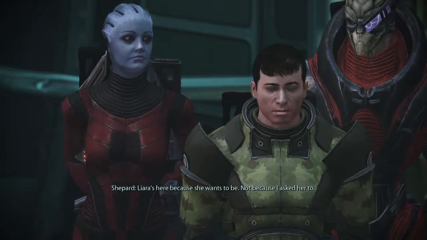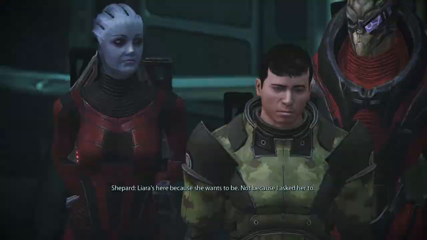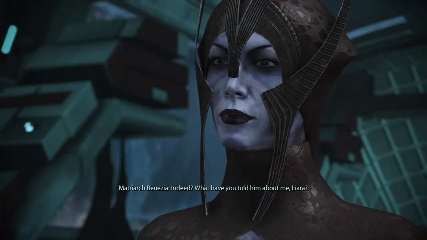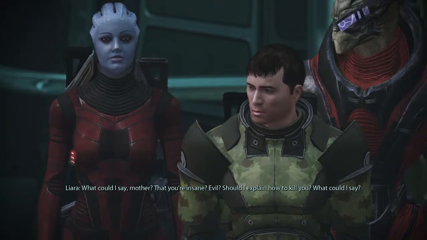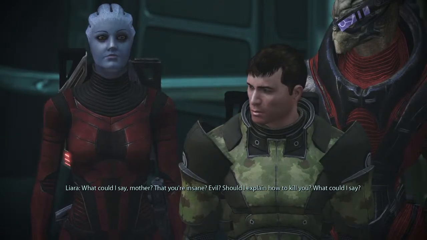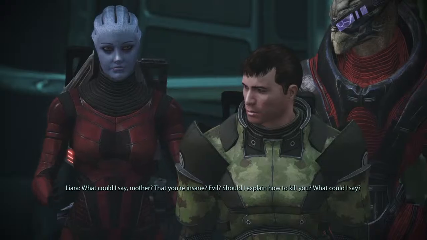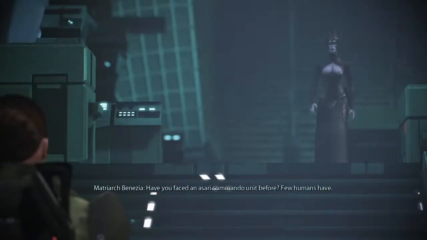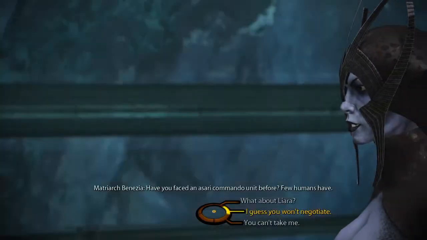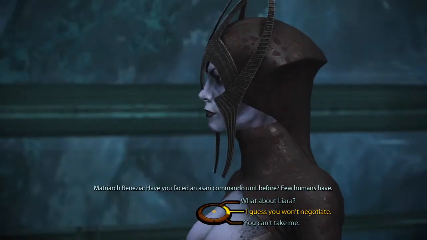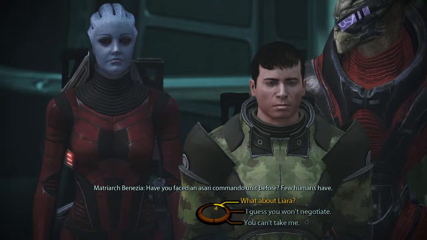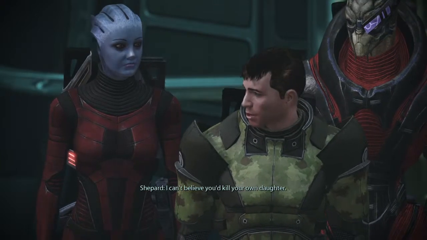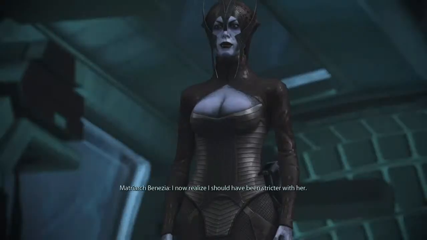Liara's here because she wants to be, not because I asked her to. Indeed. What have you told him about me, Liara? What could I say, Mother? That you're insane? Evil? Should I explain how to kill you? Have you faced an Asari commando unit before? Few humans have. I can't believe you'd kill your own daughter. I now realize I should have been stricter with her.